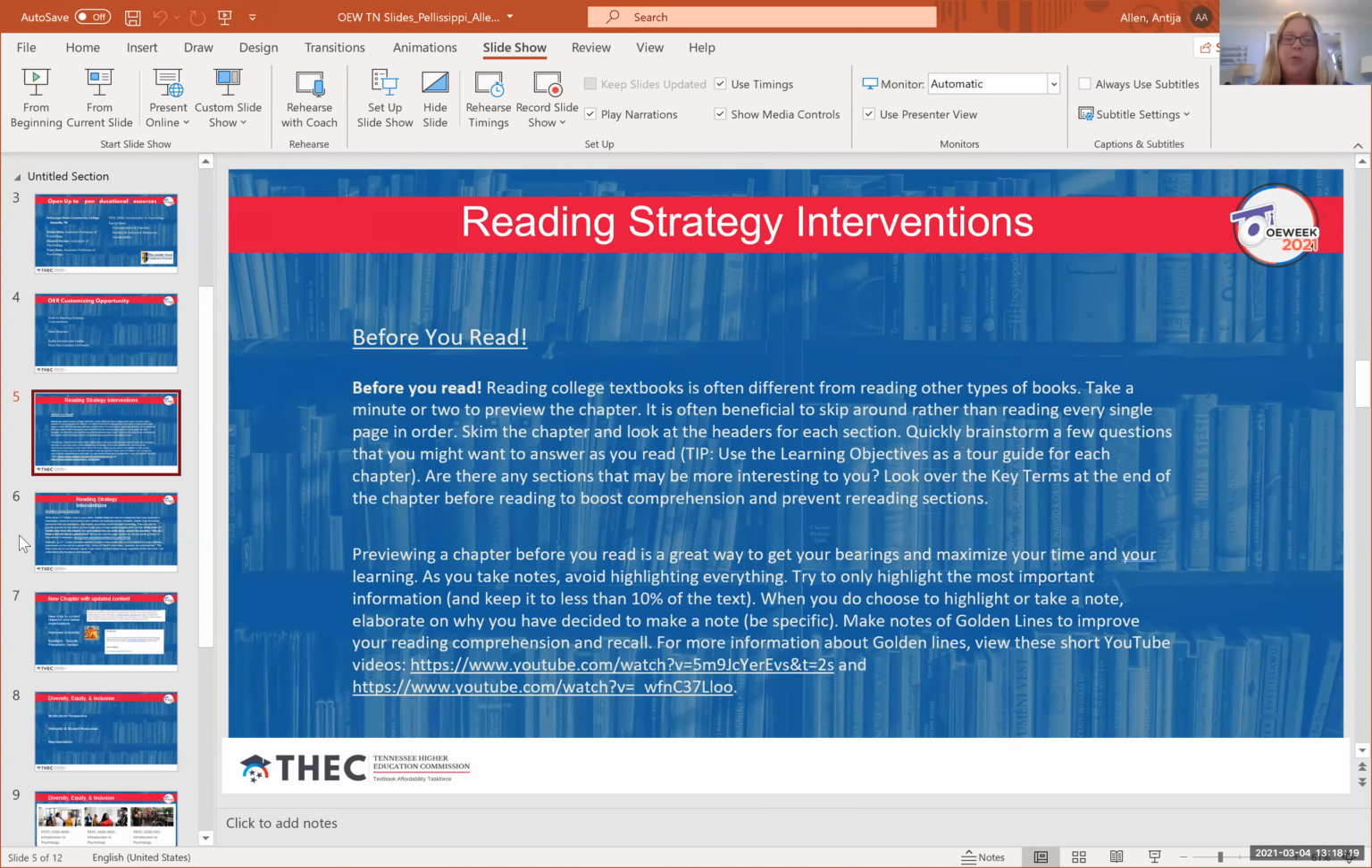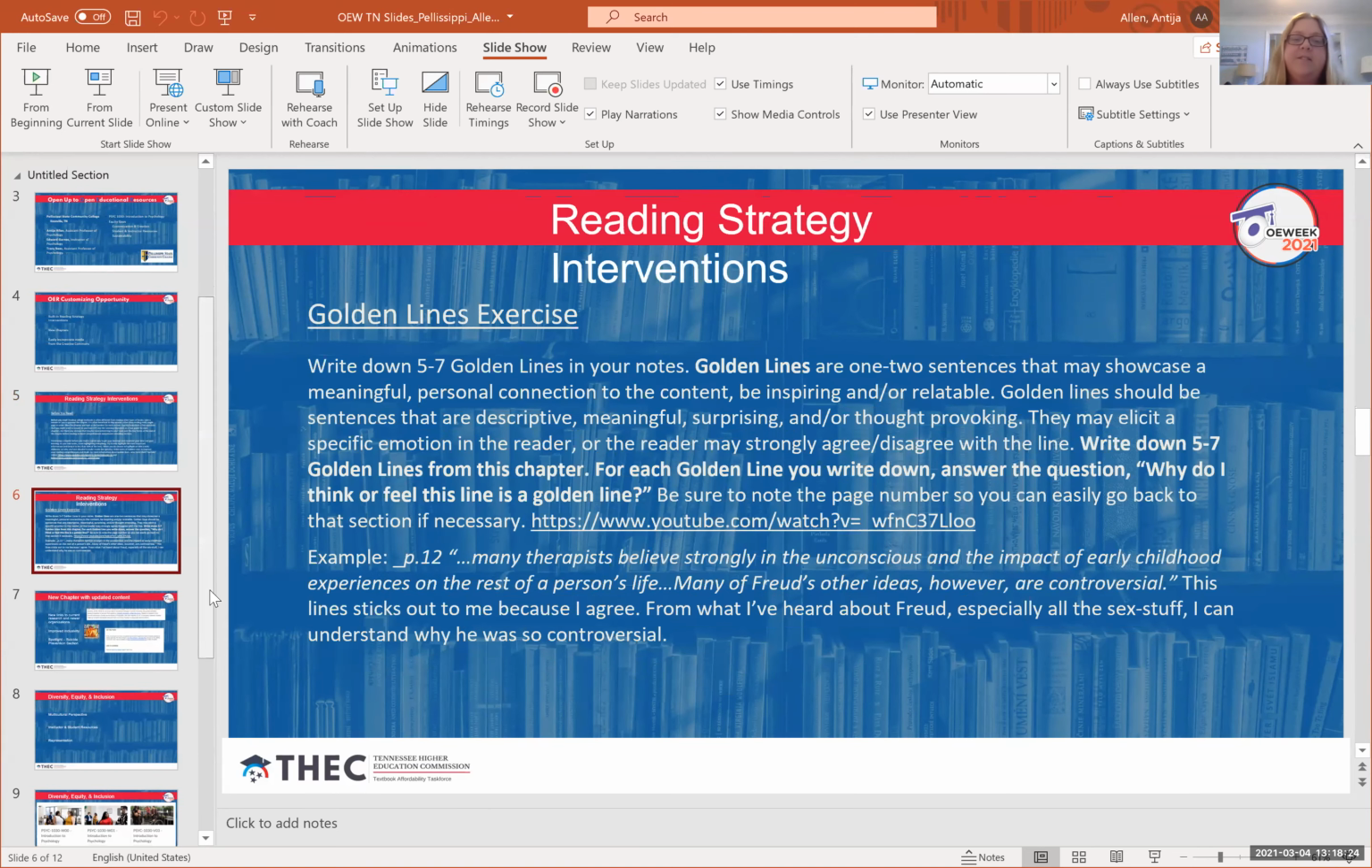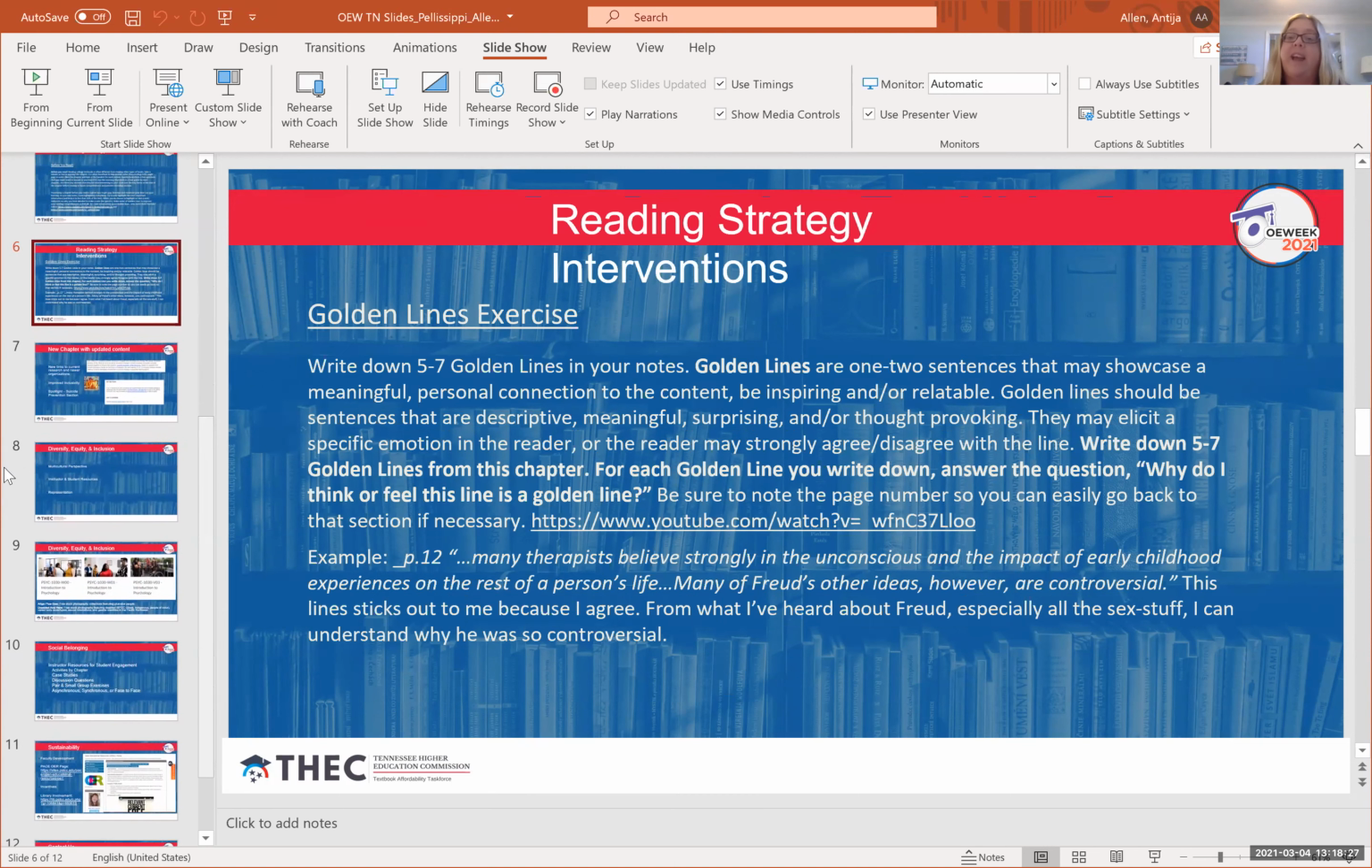And so there'll be this Before You Read. And then next slide. At the end of each chapter, there will be a golden line exercise built right in, and ideally we'll link it through Brightspace where they can just click and it'll take them to an assignment where they write 1 to 2 sentences for each golden line. They'll probably do between 5 and 7, and they'll indicate the golden line, the page, but also why it's a golden line for them.